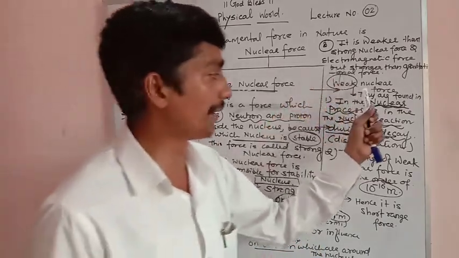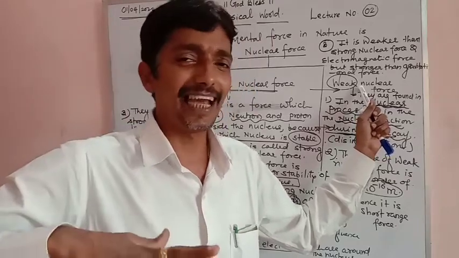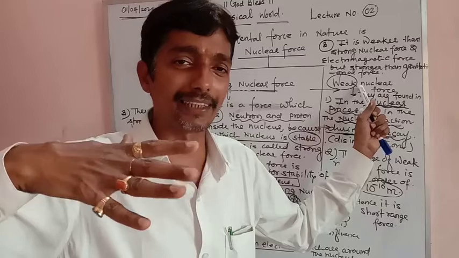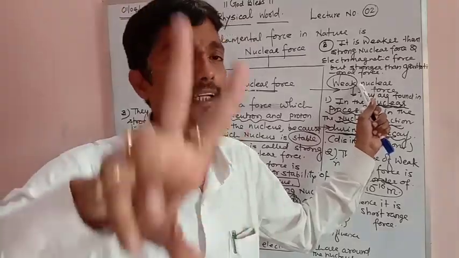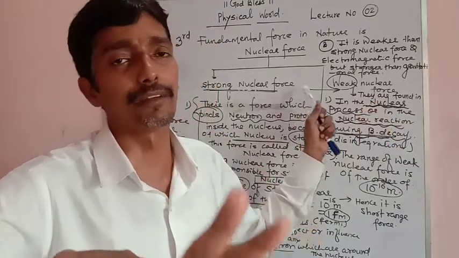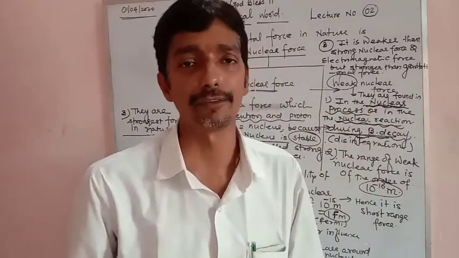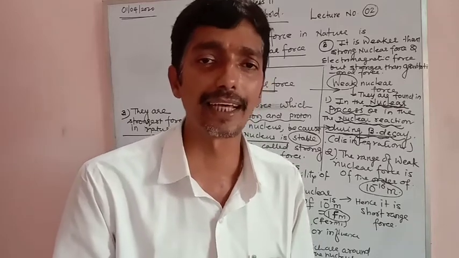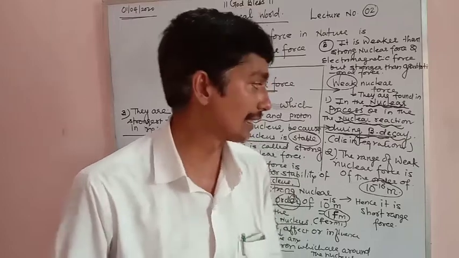So what is the important one? Weak nuclear force is weaker. Agreed. Don't get this impression that it is the weakest of all. It is weaker, but only than two forces: one is strong nuclear force and the other is electromagnetic force. But it is stronger than the gravitational force. And why is it stronger than the gravitational force? Because of the range. I hope it is clear.